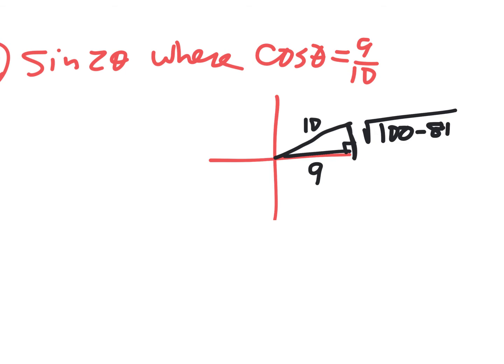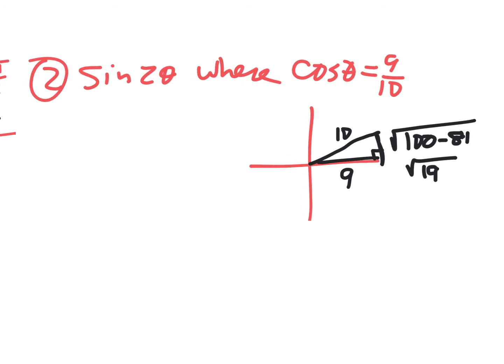So then that ends up being square root of 19, I think? Raise your hand if you got square root of 19. Okay, good. Then I go back to my sine of 2 theta, and I know that that's 2 sine cosine.